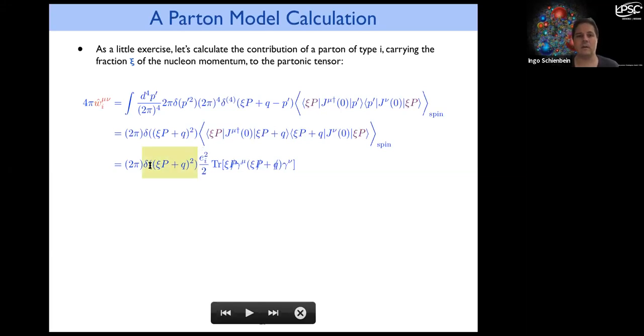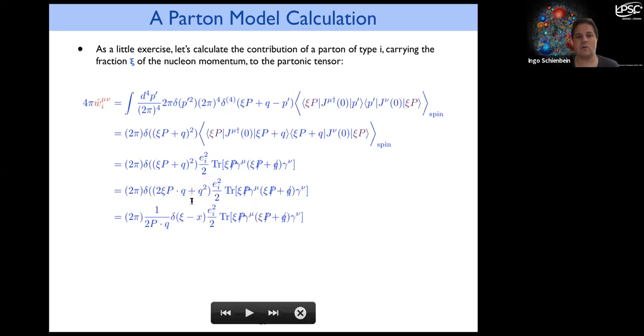Then one can further evaluate this delta function by just evaluating the square. That gives delta of 2 psi pq plus q square. And that can be brought into the form 1 over 2 pq delta of psi minus x. Then the trace is calculated with the usual trace methods, and you find that this trace is 4 times this expression here in the bracket. So I had forgotten a factor 2, which I have added now by hand.